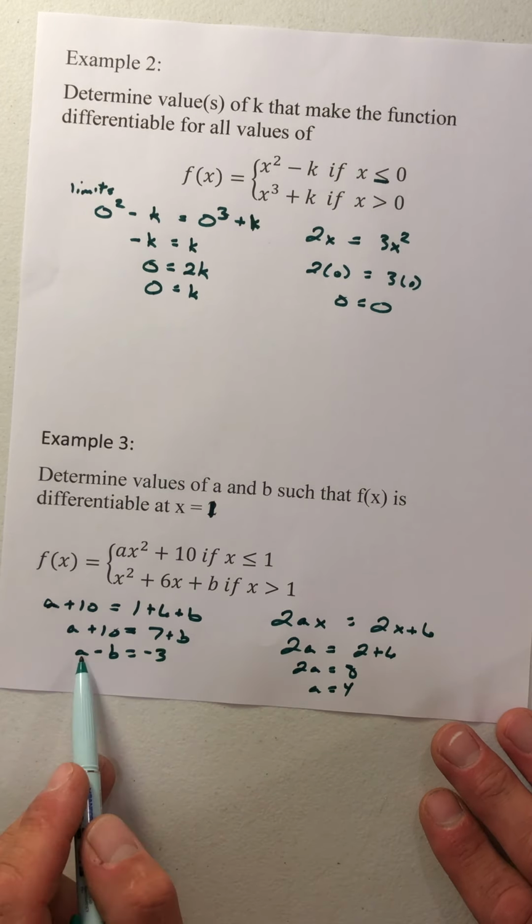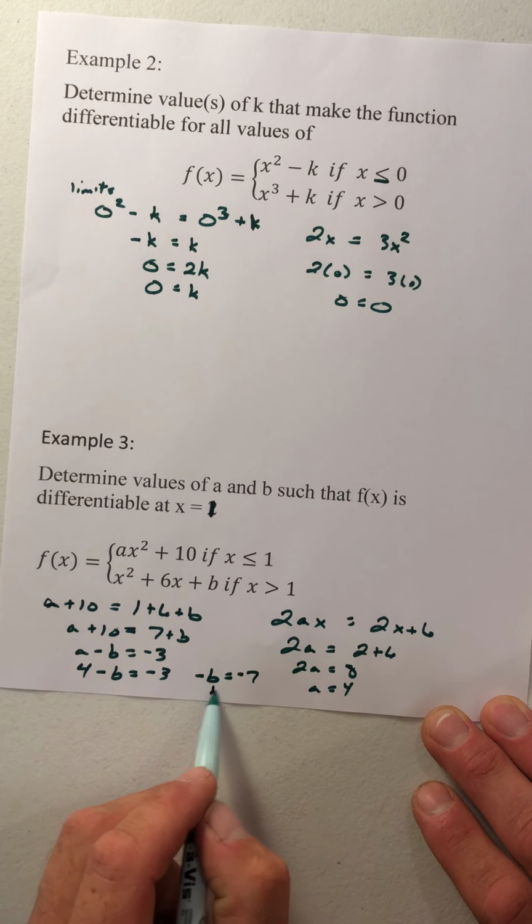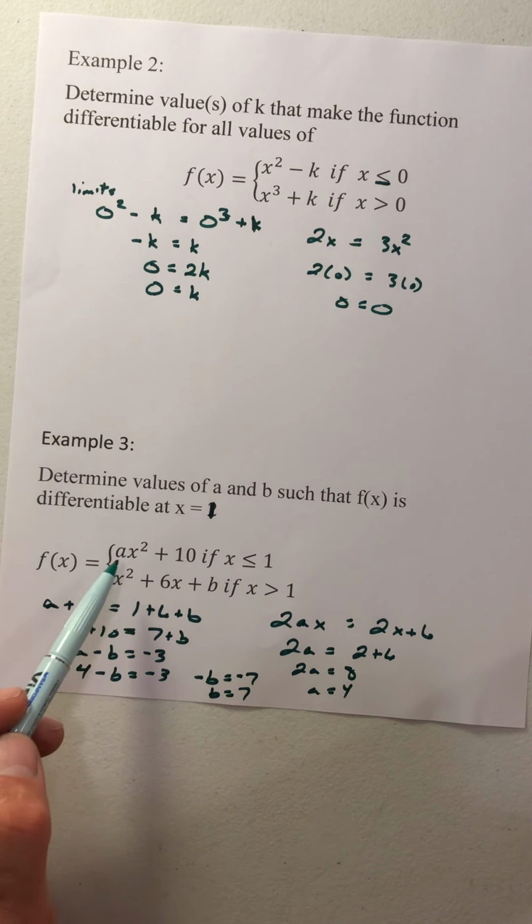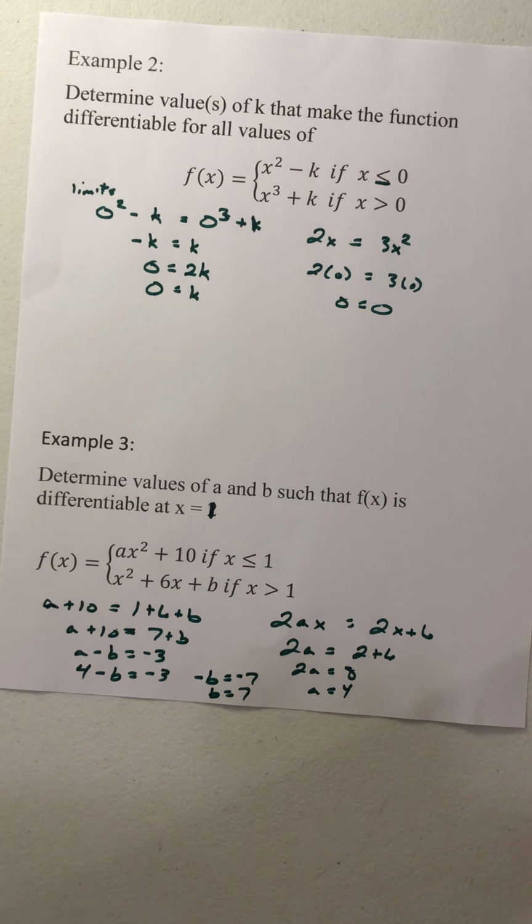I can also plug my 4 into my original equation over here. I get 4 minus b equals negative 3, and I'm going to be able to solve for b. Subtract my 4, I'm going to run out of room. Negative b equals negative 7, so b is going to equal 7. And that's going to give us two values, a and b, so that this function is continuous, but more importantly, differentiable as well. And that will end what we're going to talk about with differentiability and finding those values. Good luck!